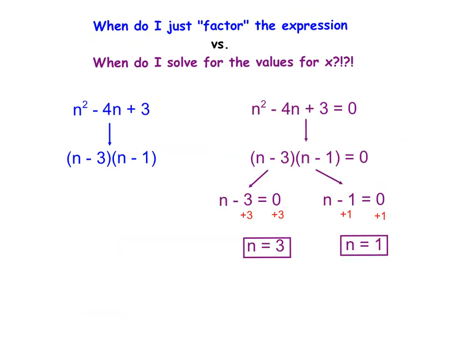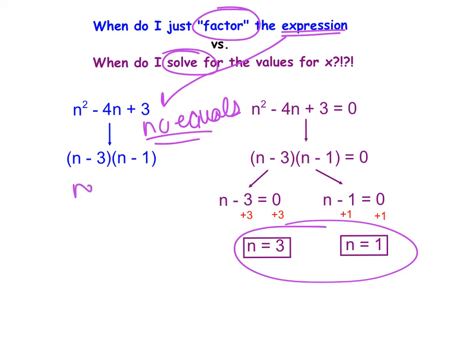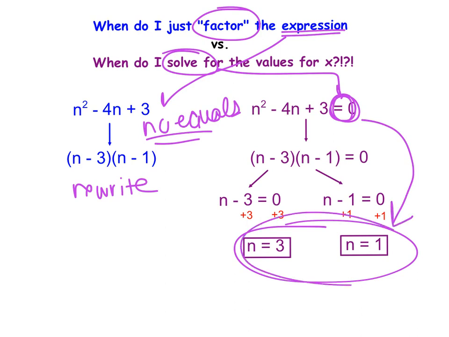And then just to hit on this one last time, when do you factor versus when do you solve and actually find values for x? We factor when it's an expression, which means there is no equals sign. Essentially that means there's nothing to solve. There's no equal sign. All we can do is rewrite it in a different way. Whereas we actually solve as a result of an equal sign. So if we see an equal sign in a problem, that is something where we can solve and actually find variable values that will make the equation true.